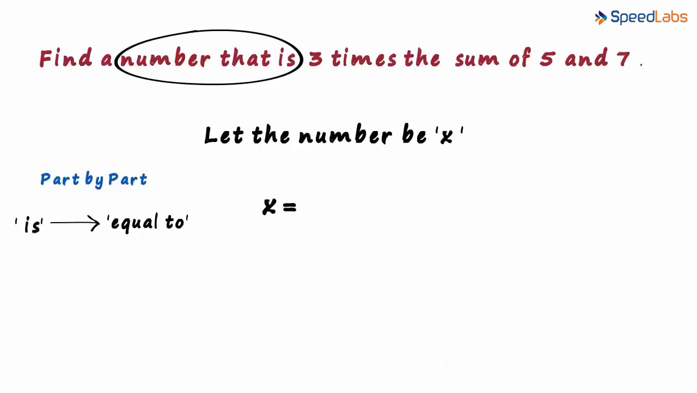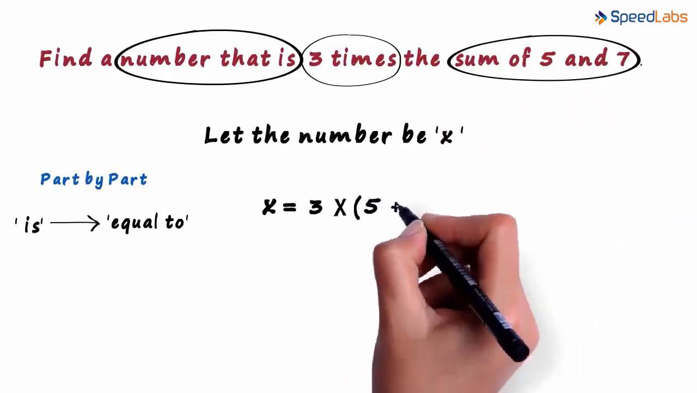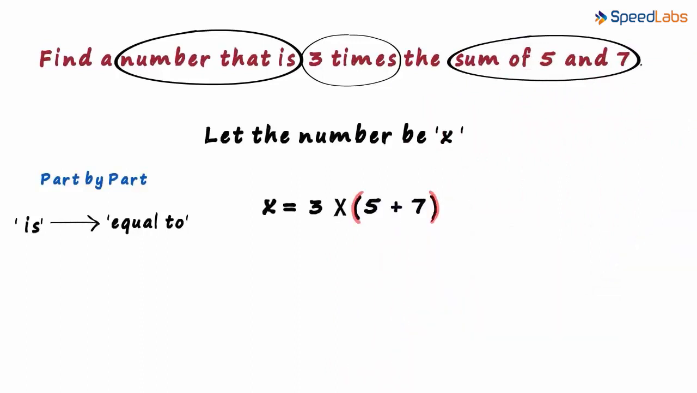The next part is 3 times. It means 3 multiplied by. 3 multiplied by what? The sum of 5 and 7. So we write 5 plus 7 here. Do not forget the brackets. Without the brackets, it will have a completely different meaning. It is 3 multiplied by the entire sum. That's it. Your equation is formed.